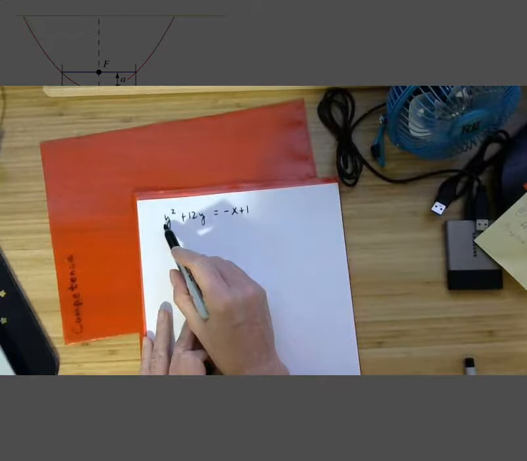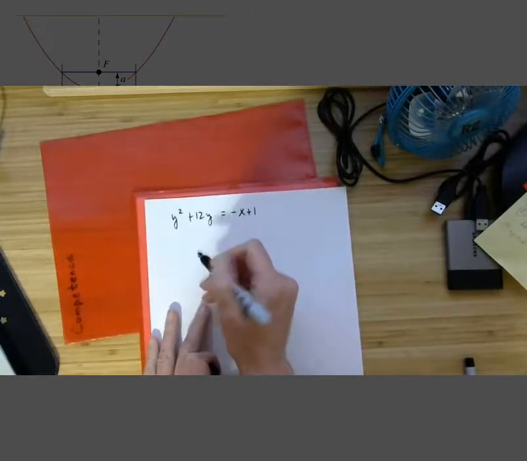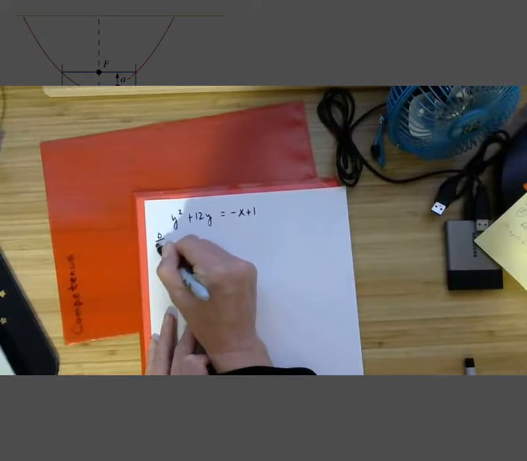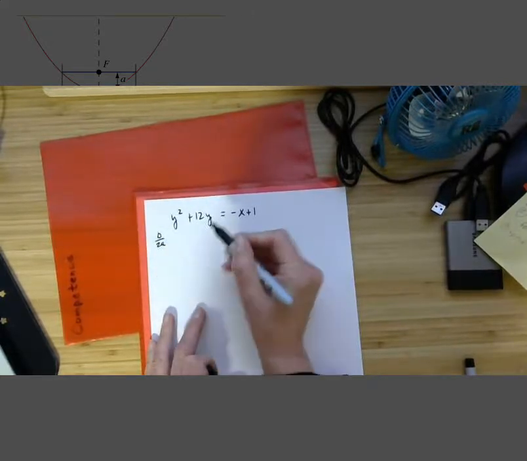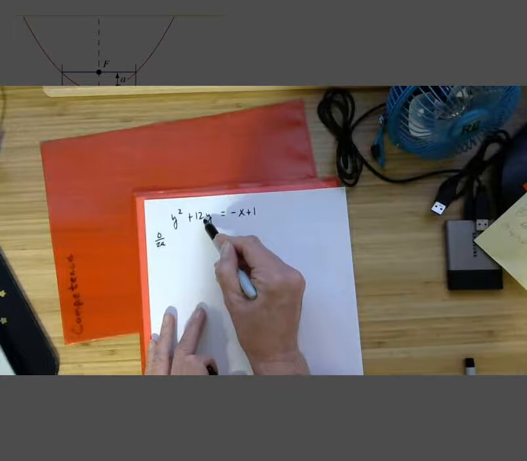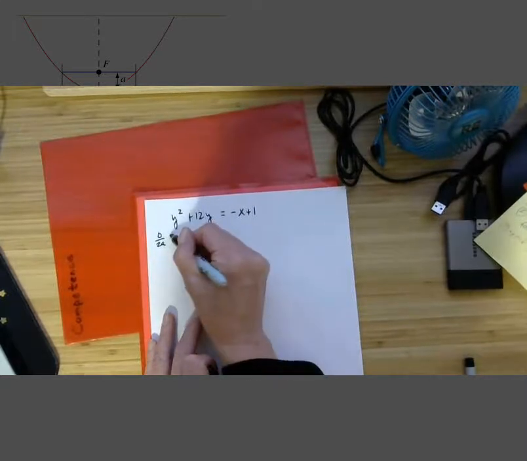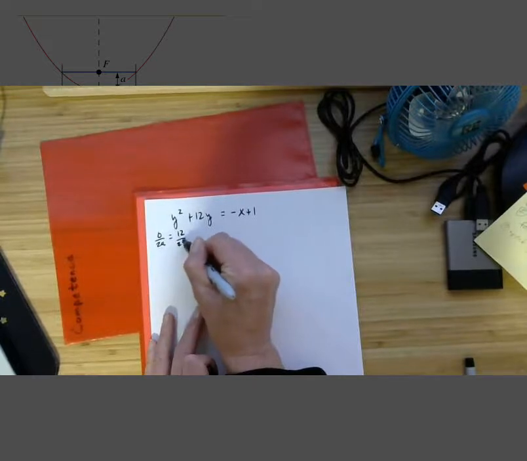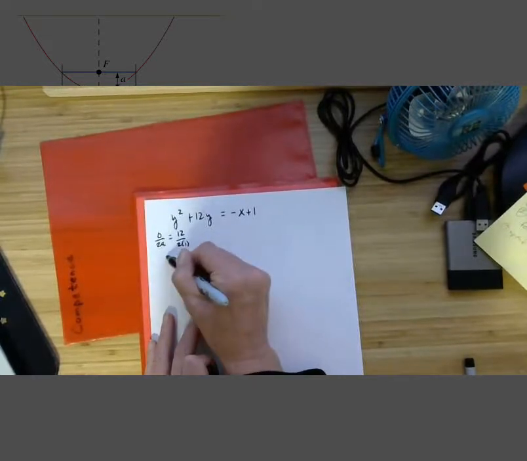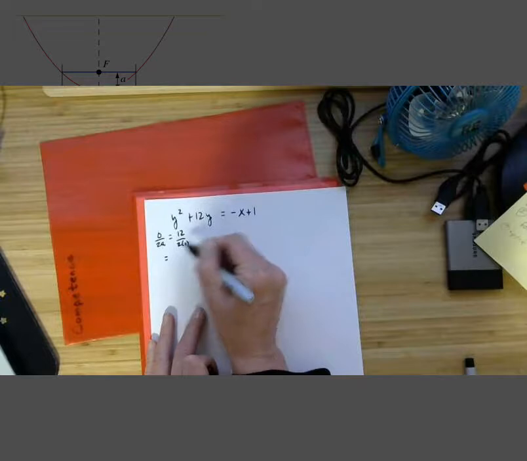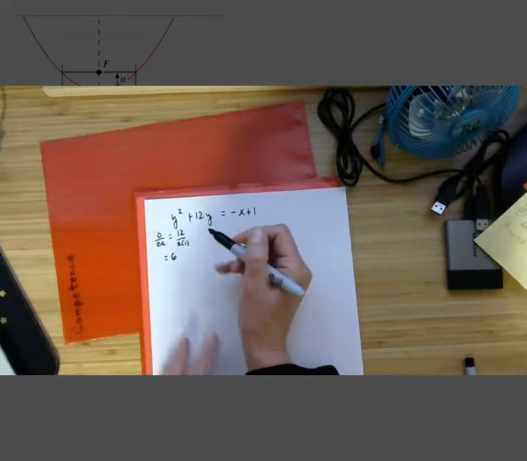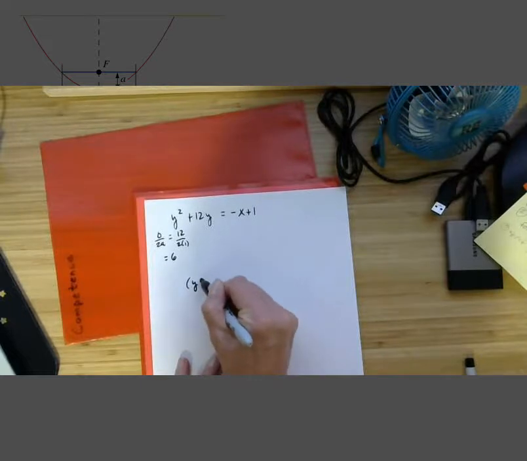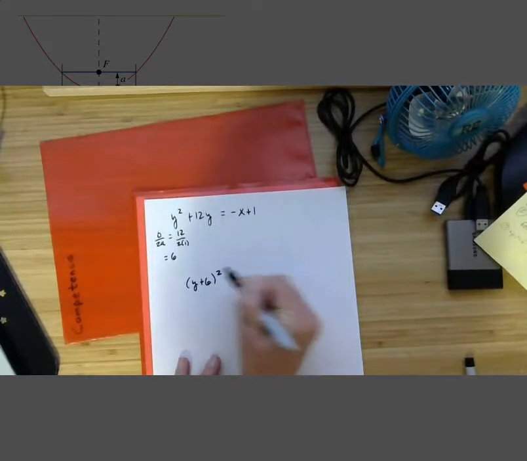The coefficient here on the y squared is already 1, so I don't need to factor it out. I simply need to compute my b over 2a for the y variable. b is attached to y, so it's 12. And my a is not written, so it has to be an understood 1. And that tells me that I have 12 divided by 2, or 6. So when I factor it, I'm going to get y plus 6 in parentheses squared.